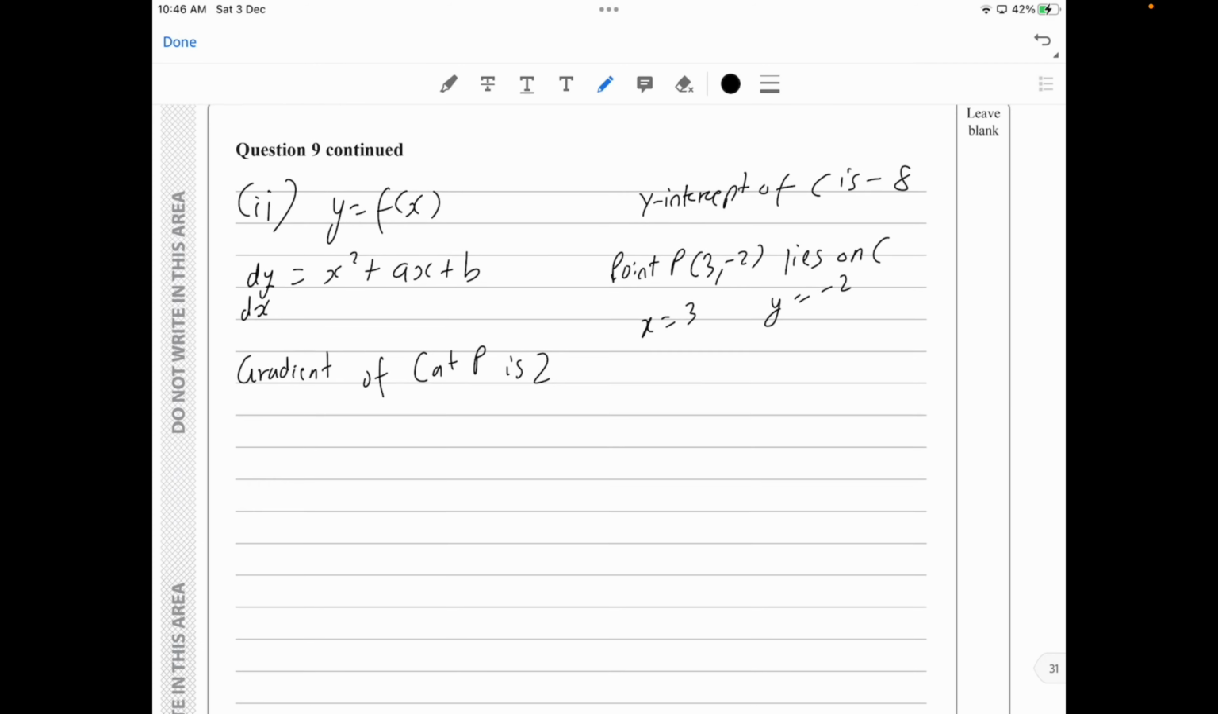Now what you're going to do is, since we know what the gradient is and we know what the x value is, we're going to substitute both these values into this differentiated form. So it's going to be 3 squared plus 3a plus b is equivalent to 2. Once you do that, you're going to rearrange this. Let me just check how to rearrange this in this form.